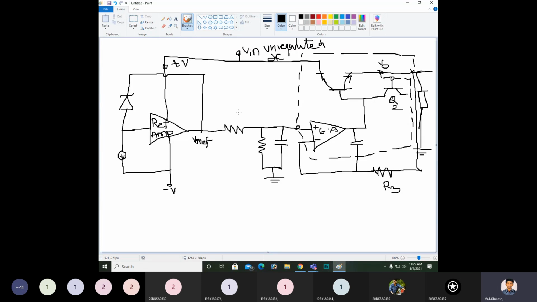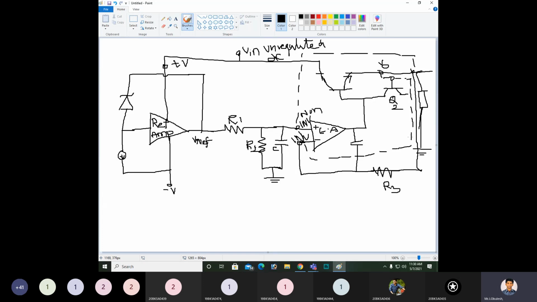Okay, here this is the R1 resistor, this is the R2, this is the capacitor C. Okay, so this is the inverting point, this is the non-inverting point, sorry, this is the non-inverting point, this is the inverting point. This is the error amplifier.